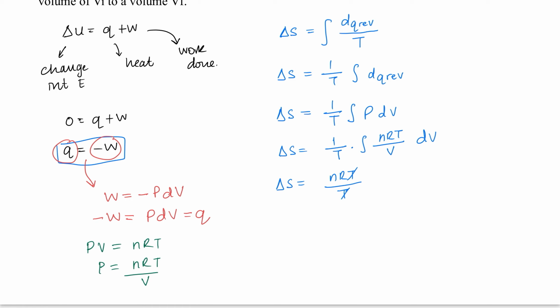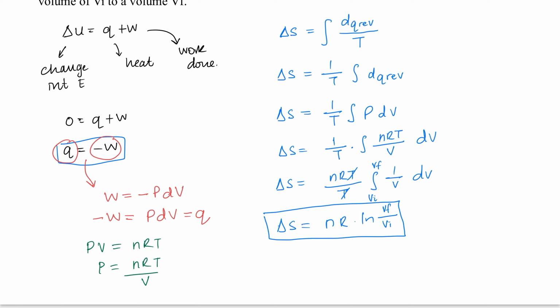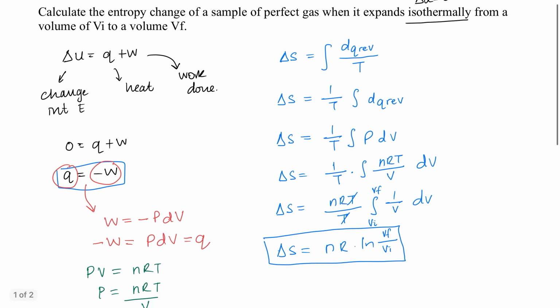The temperature cancels, and we have the integral of 1 over V dV from the initial volume, V initial, to V final. And now we're basically done. Delta S is going to equal nR multiplied by the natural log of Vf divided by Vi. And this is our new equation that we can use to calculate the change in entropy for a perfect gas when it expands isothermally.